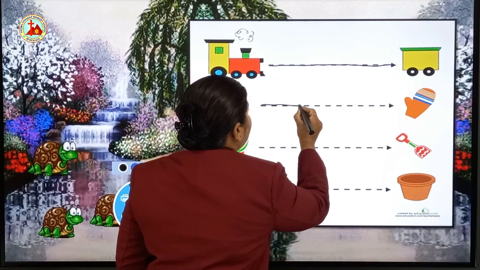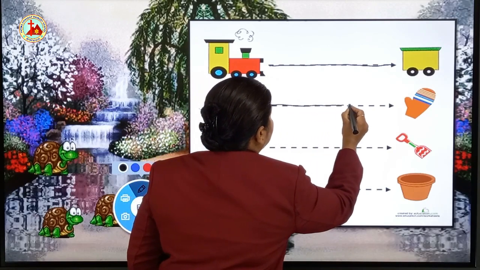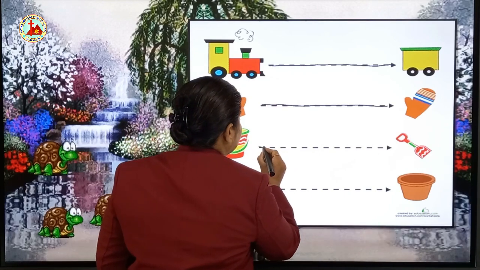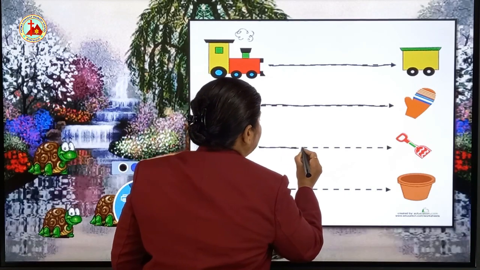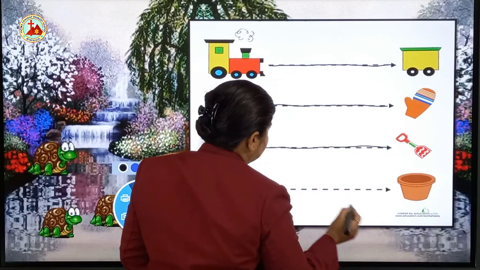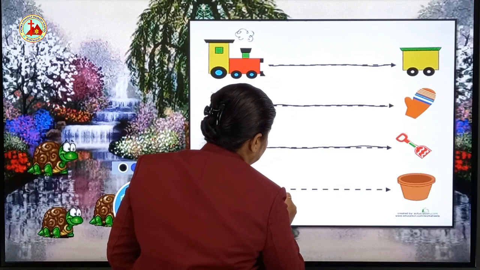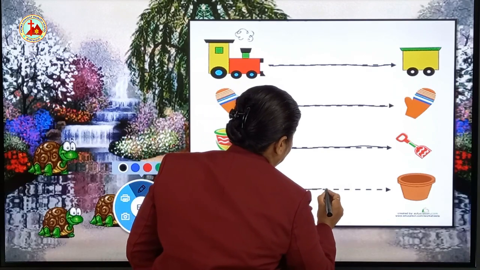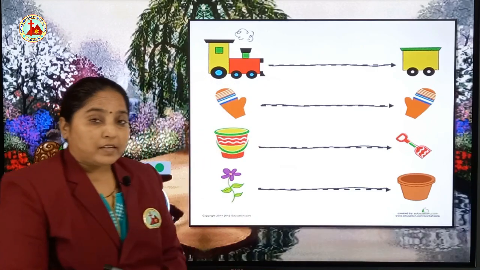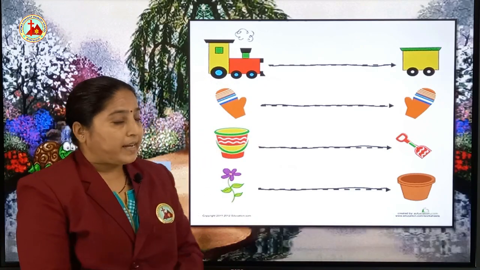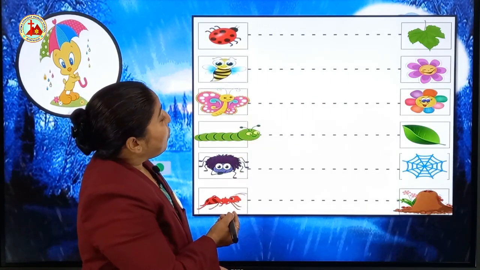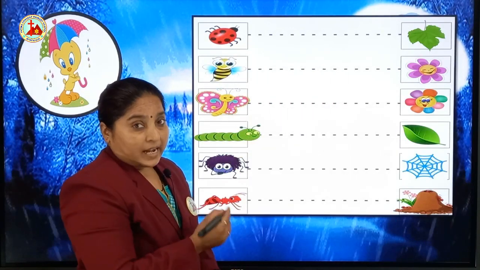Now one by one you have to match all the pictures and you will get sleeping line. See how Miss is drawing sleeping line? Like this way you have to also draw the sleeping line. So you have got how to draw sleeping line. Now let's see more examples. See, more examples are given here.